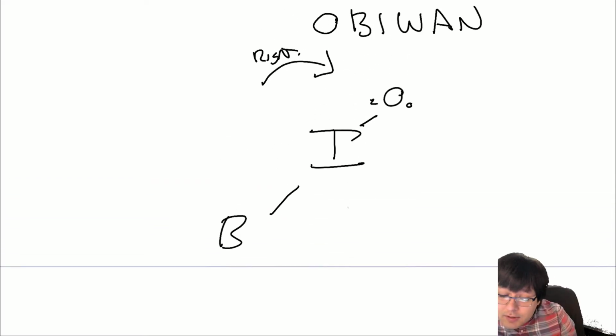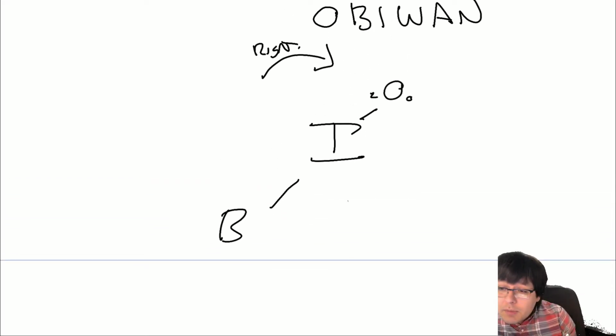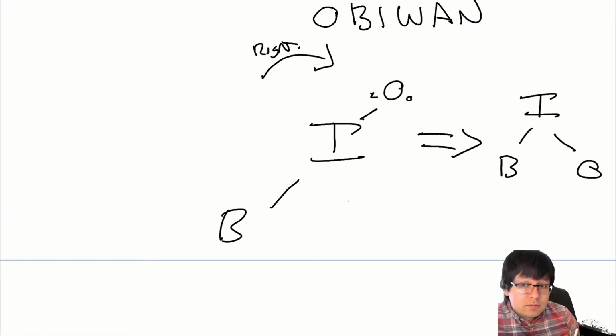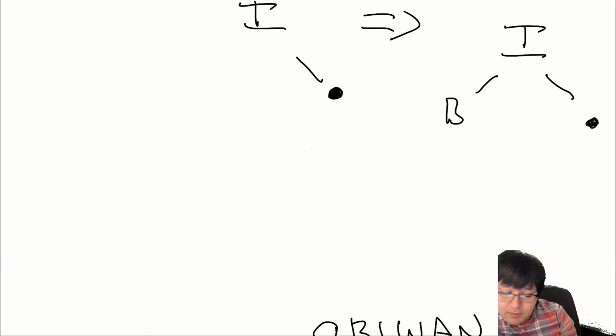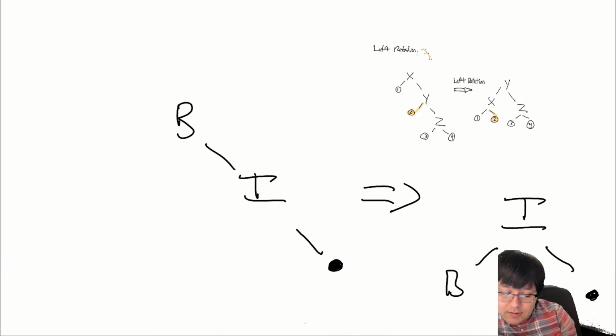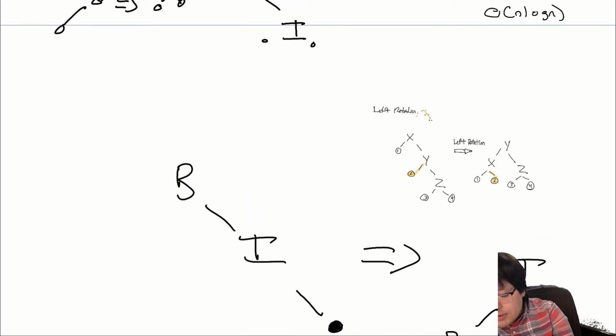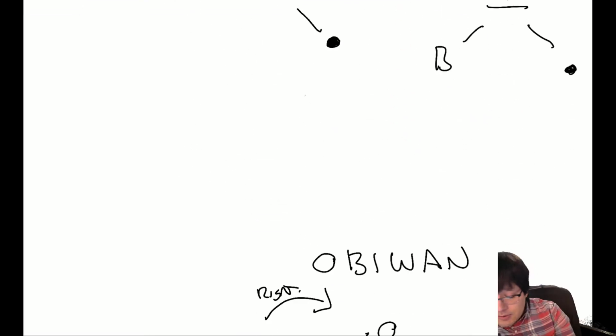So now this one, we don't even need an imaginary node for this one. This one's pretty obvious as to how it's going to happen, because this is just going to become I, B, O. And there you go. That pretty much solves that one. This one is considered also a right rotation. So what was the top one? That was technically a left rotation, actually. Yeah, this one's a left rotation and this one's a right rotation. I don't know if I said that right or not.